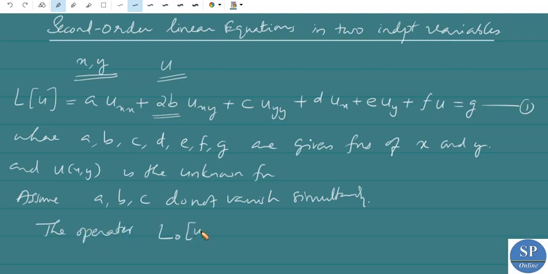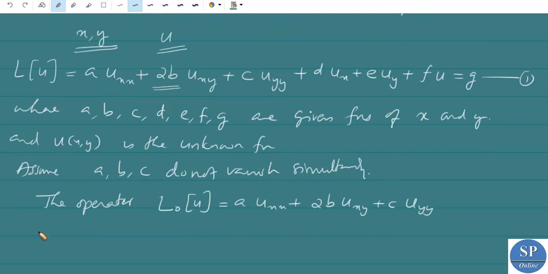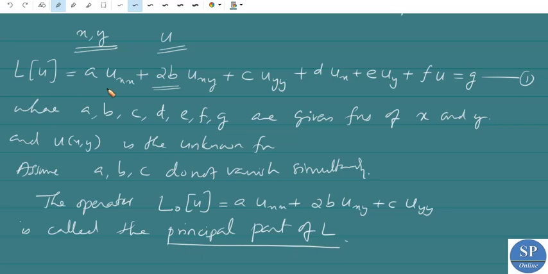The operator L naught of u, this is L of u, the operator L naught of u is a uxx plus 2b uxy plus c into uyy, containing the terms of second order derivatives. Okay, so it contains only the second order derivatives. This operator is called the principal part of L.